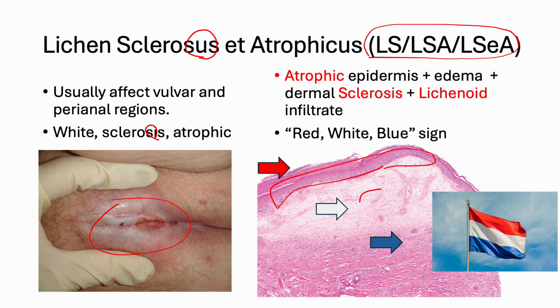You can see there is an edema beneath the epidermis, making this a very pale color, and there is a sclerosis. Looks very dense, and also there is a lichenoid infiltrate. So people call this one a red, white, blue sign. Here is the picture of the Netherlands national flag, resembling this lichen sclerosus. If this happens in the male in the foreskin, we call this a different name, balanitis xerotica obliterans, but they are basically the same thing.